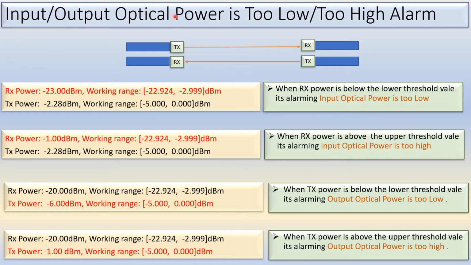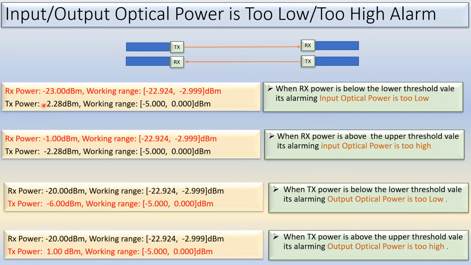Now, the optical power too low and too high alarms. Here you can see the TX port and the far-end RX port. In this output, the RX power is -23 and the working range is -22.924 to -2.992. So this RX power is below the lower threshold value. What alarm will be generated? When the RX power is below the lower threshold value, it alarms input optical power is too low.